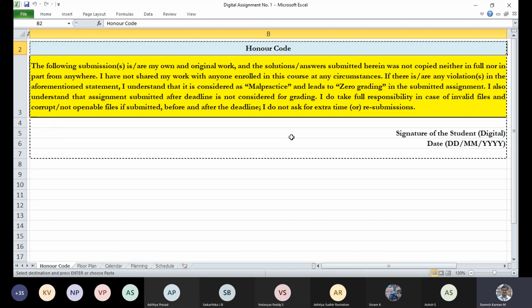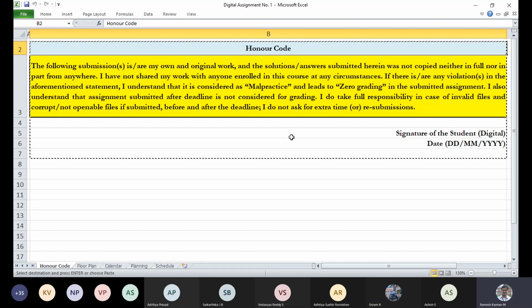In engineering, we have got three submissions. So in your case, it's just the submission. This is my own and original work, and the solution and answer submitted herein was not copied, neither in full nor in part, from anywhere. I have not shared my work with anyone else enrolled in this course under any circumstances. If there is any violation, then I understand that it is considered malpractice and leads to zero grading in the submitted assignment.